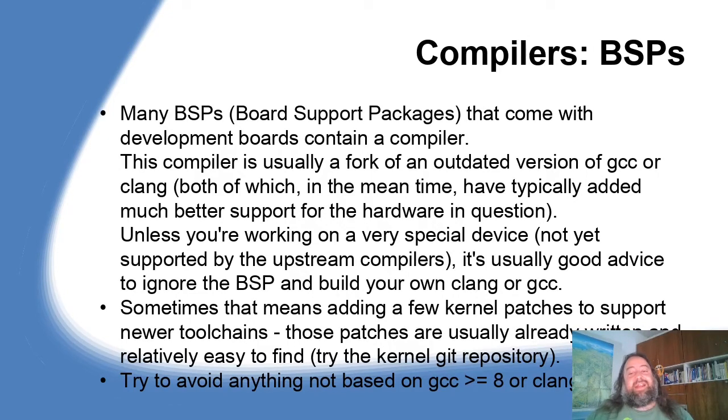Sometimes you have to add a couple of kernel patches or so in order to support newer toolchains, but usually this has already been done because other projects have moved on from those compilers. So if you run into a kernel problem building with a newer compiler, try the kernel Git repository. And you should really avoid any BSP that is not based on at least GCC version 8 or Clang version 9. Anything older than those is really too old to be useful these days.